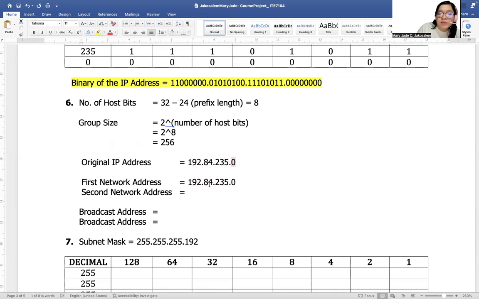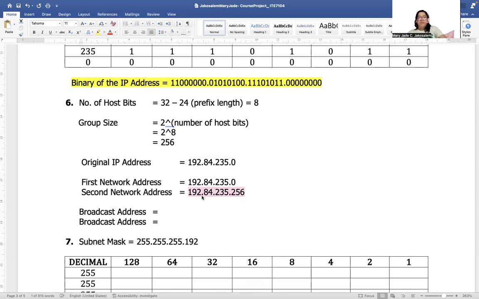So our first network address is 192.84.235.0. However, the 4th octet is just equal to the 4th octet of our original IP address. So we have to create another one. So 192.84.235, then plus 0 plus our group size, which is 256, so meaning the value here is 256. Now, the 4th octet is obviously greater than the 4th octet of our original IP address. Hence, we can now work on this.